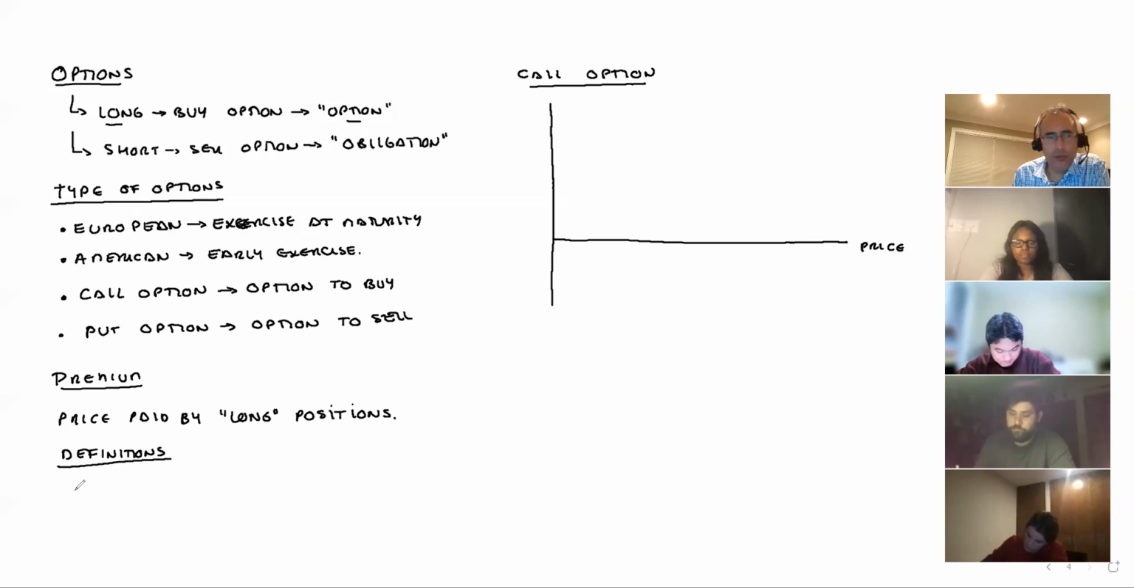Let's call ST the spot price at time T. This is ST. Let's call K, or KT. Well, normally it's K, guys, but I will use the letter X. It's much faster to draw. This is my exercise price.